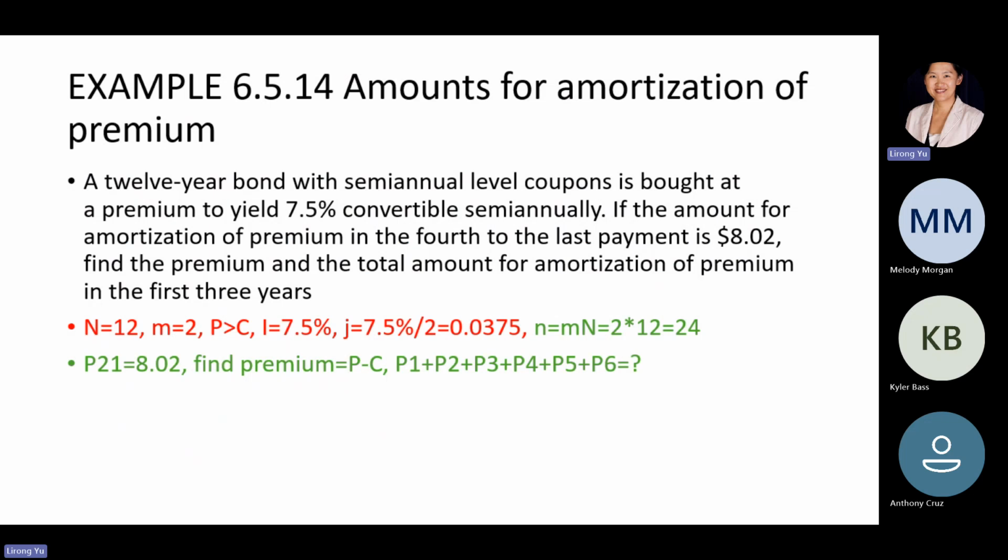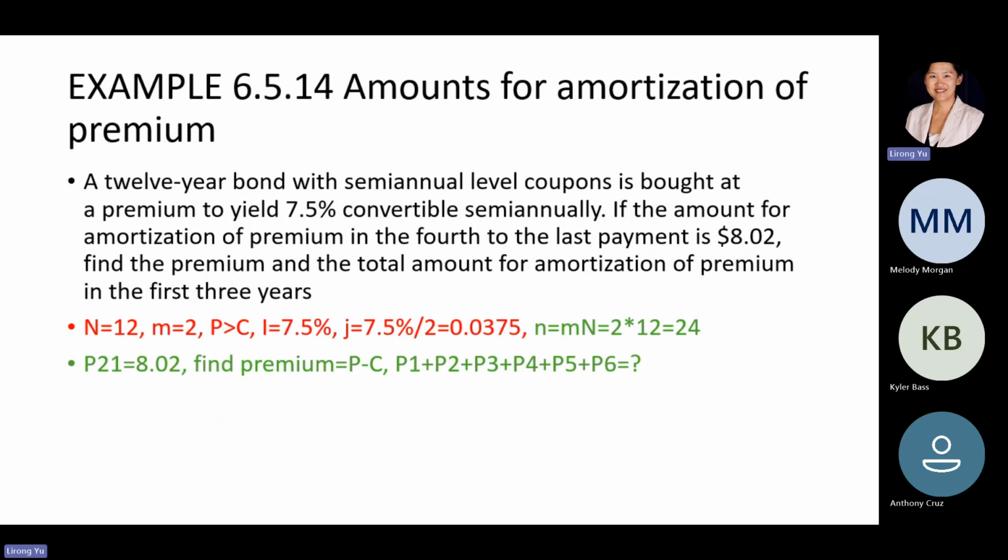So we get a total of 24 payments: 24, 23, 22, and then 21. The fourth to the last should be the 21st payment. So it says the amount of amortization of premium is 8.02. Okay, so the 8.02 is P21, but the actual payment should still be F times r, right? It's supposed to be F times r. We don't even know the F.